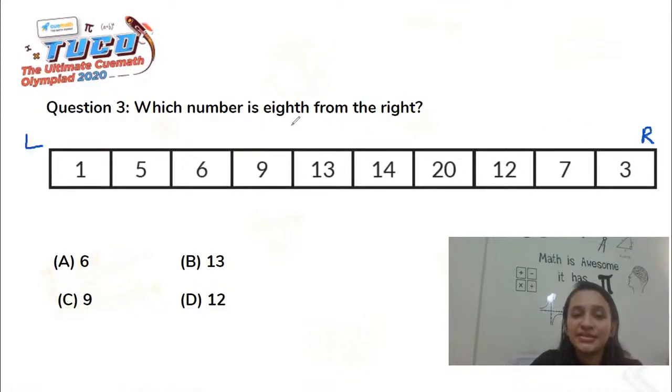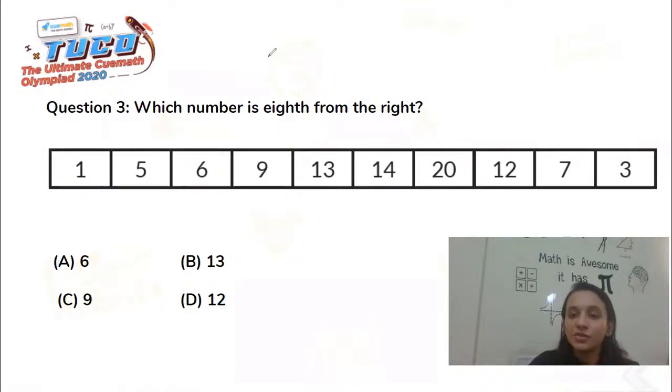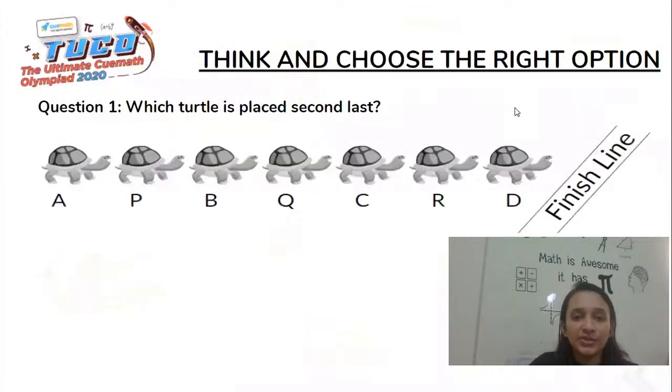It says which number is 8th from the right. So this is 1, this is 2, this is 3, 4, 5, 6, 7, and 8. So number 6 is at the 8th position from the right end, and hence option A becomes the right answer to this question. So now we move on to the next question.